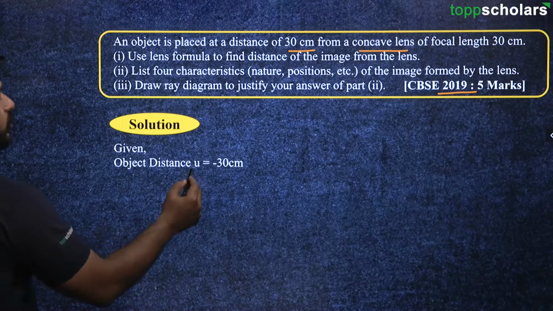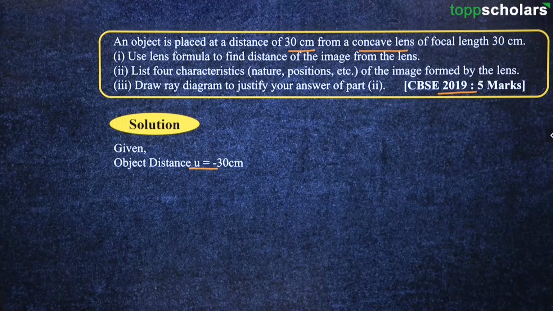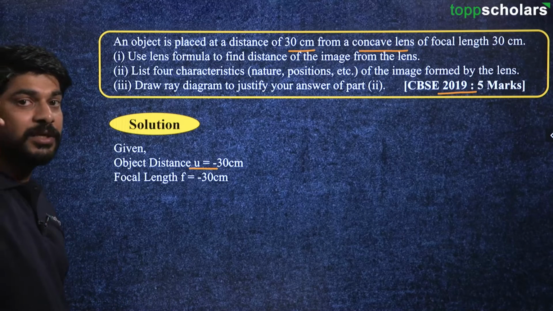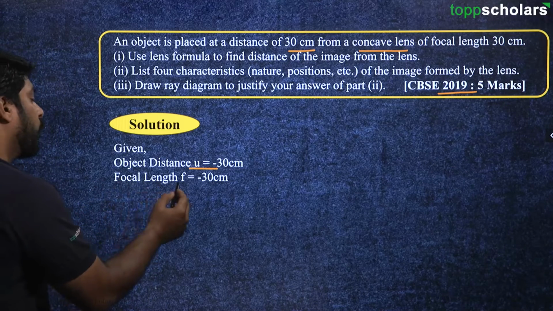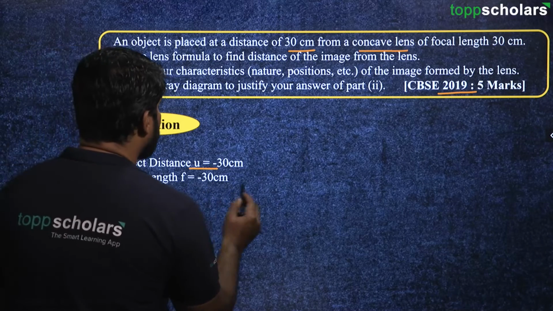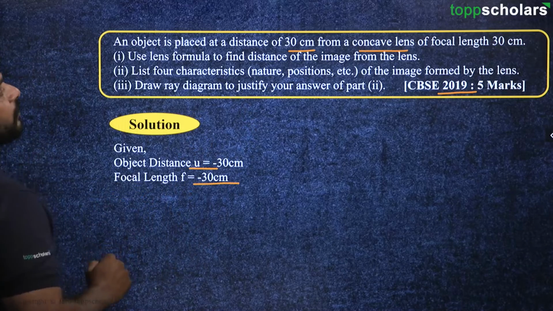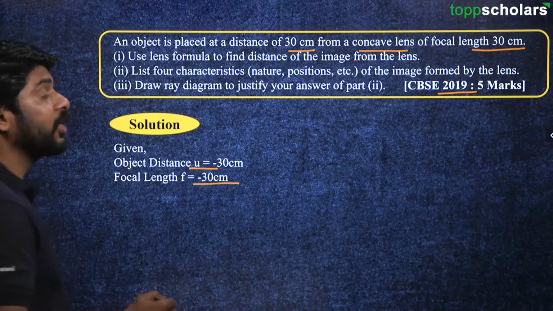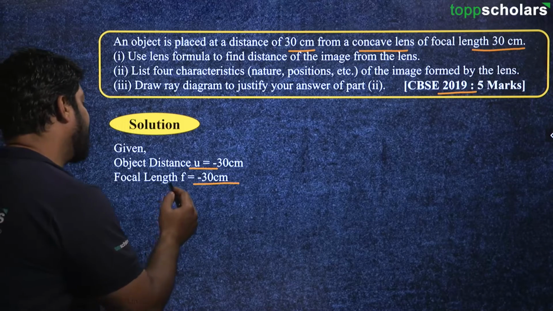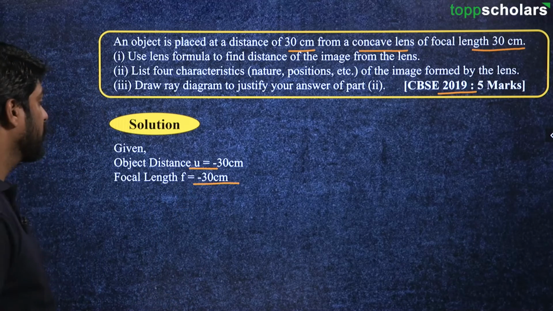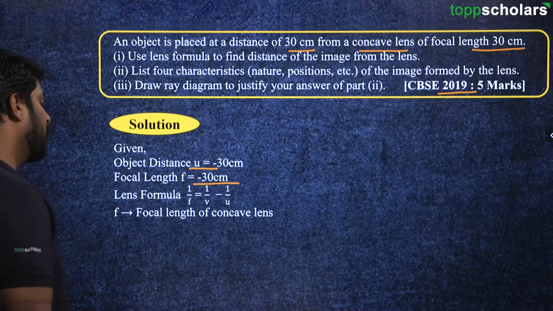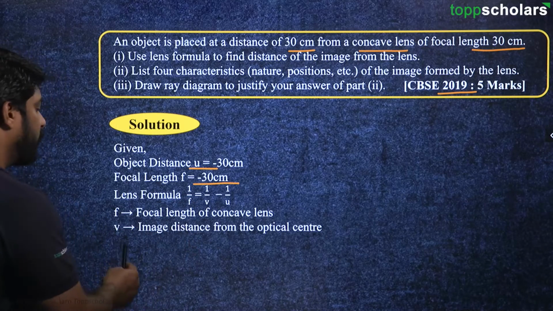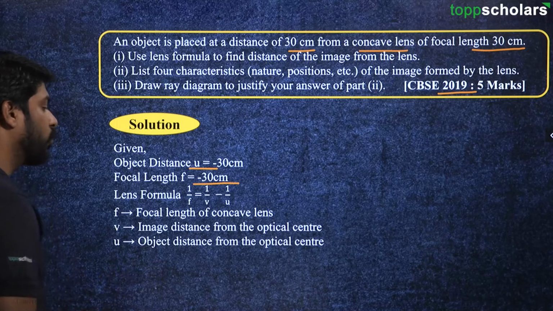What is given? First, object distance u is given, which is minus 30 centimeter. Remember, the object distance is always negative. Then focal length f is negative 30. It is given over here. It's a concave lens, and a concave lens always has negative focal length. Then we know the formula. This is f, the focal length, v is image distance and u is the object distance.